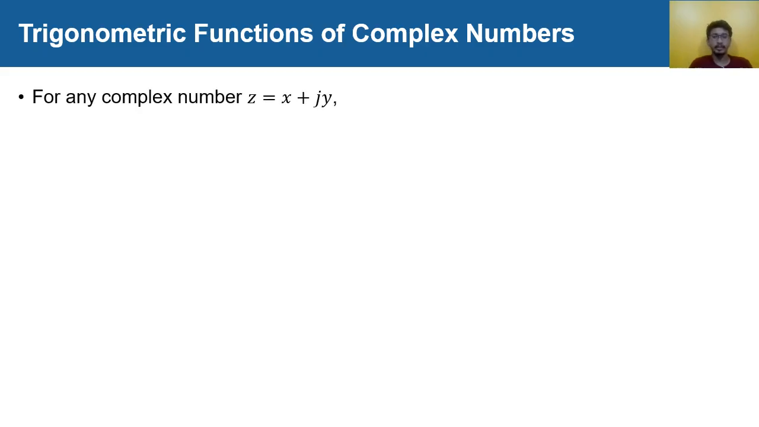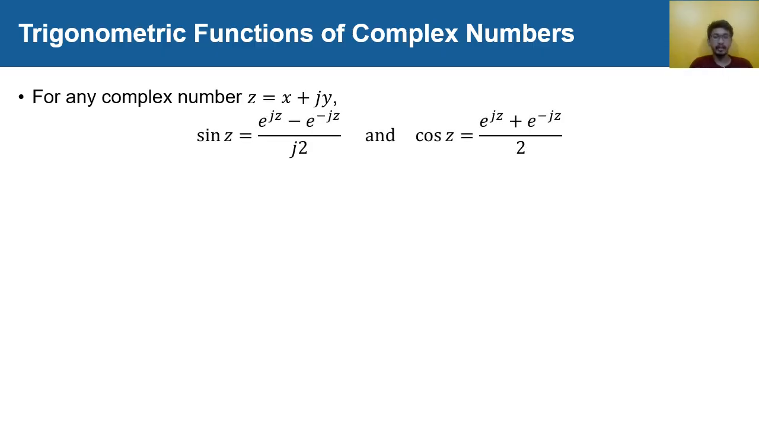For any complex number z equal to x plus jy, we have sine z is equal to e raised to jz minus e raised to negative jz over j2, and cosine of z is equal to e raised to jz plus e raised to negative jz over 2.